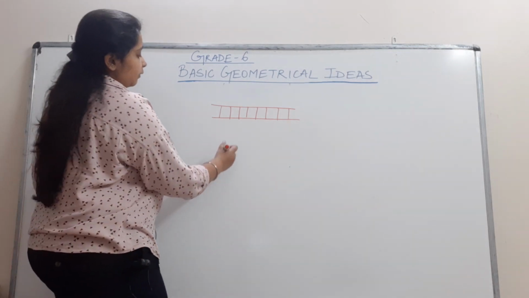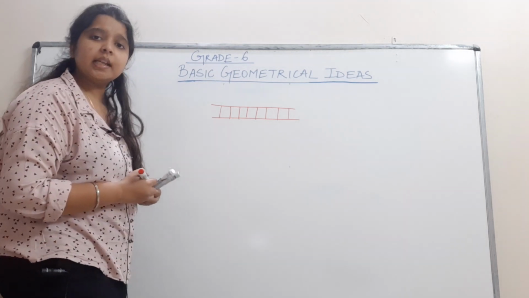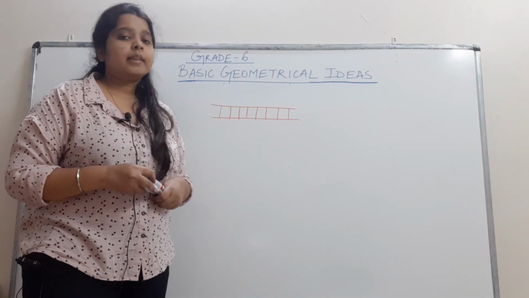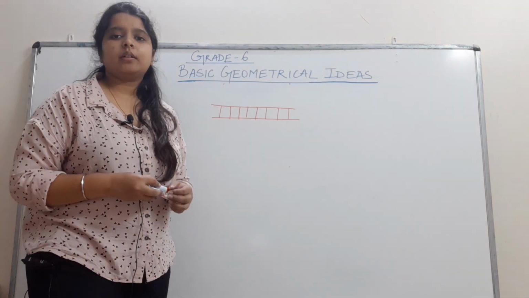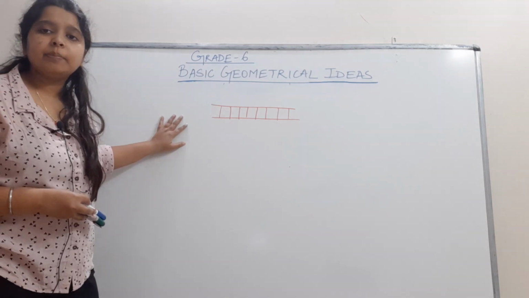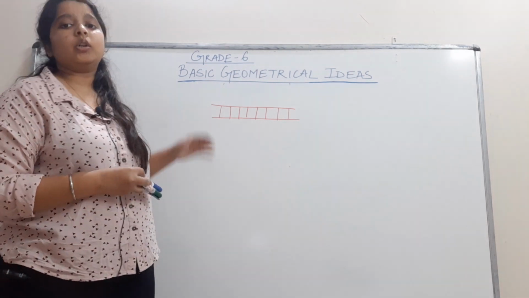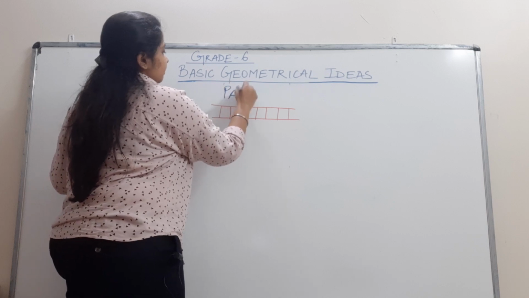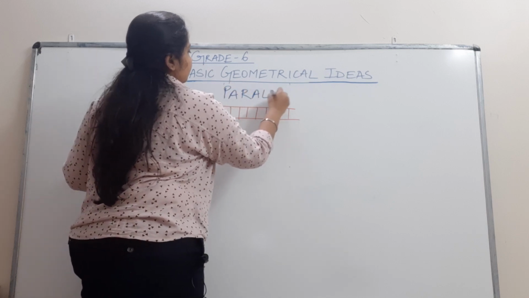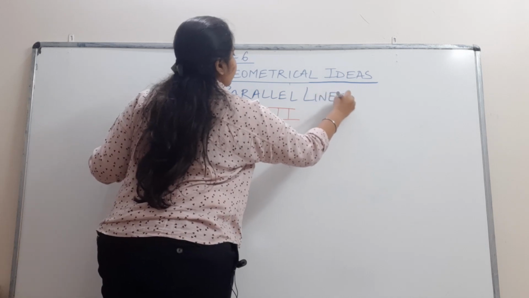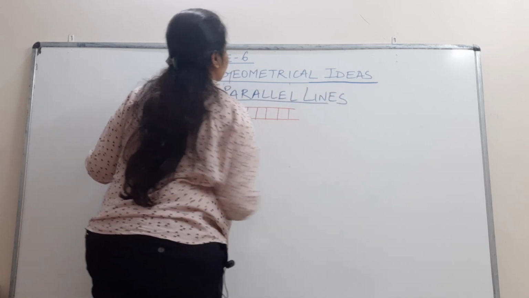And what about the telephone wires? Have you ever seen the telephone wires which run from pole to pole? They also don't meet at any point, right? So these types of lines which do not meet at any point are known as parallel lines.